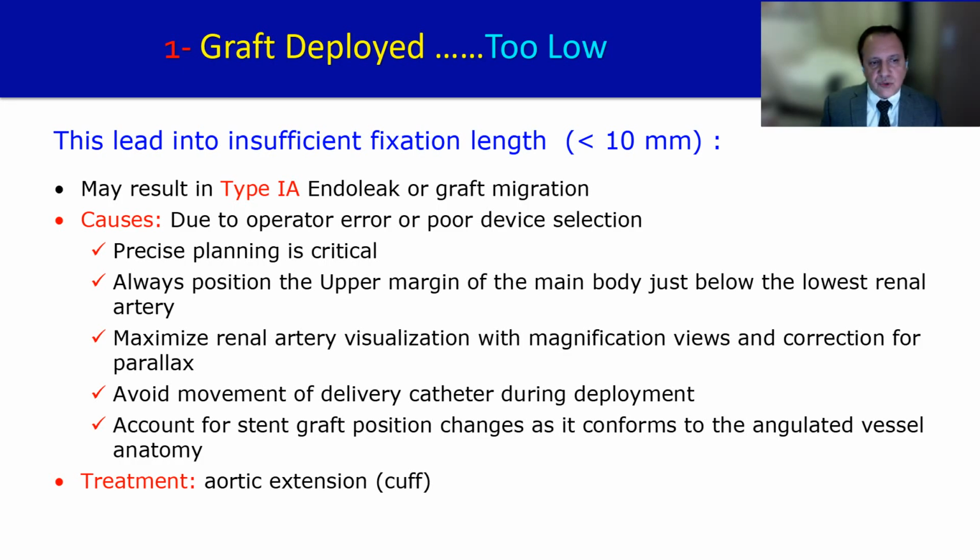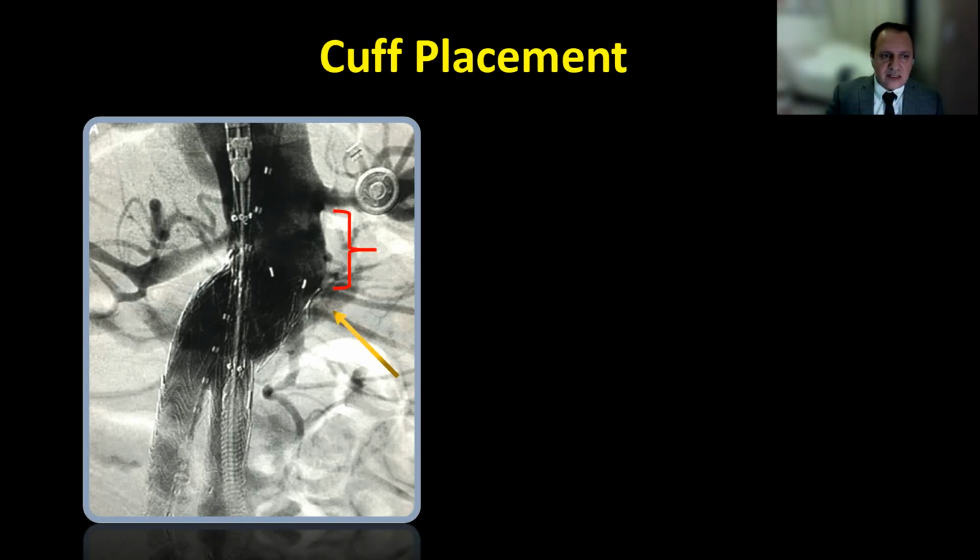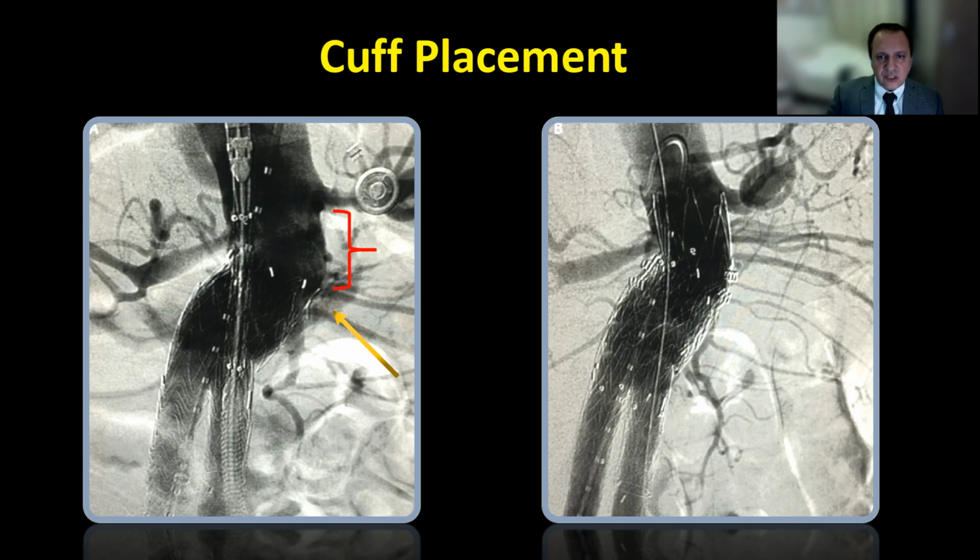How do we treat it? We just put an aortic extension or cuff. Like in this case, where the stent deployed too low, so we have more than 1.5 centimeters away from the artery, we went there and we just put a cuff.